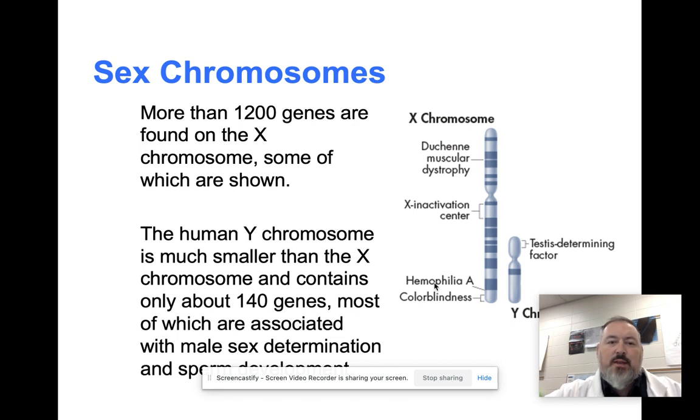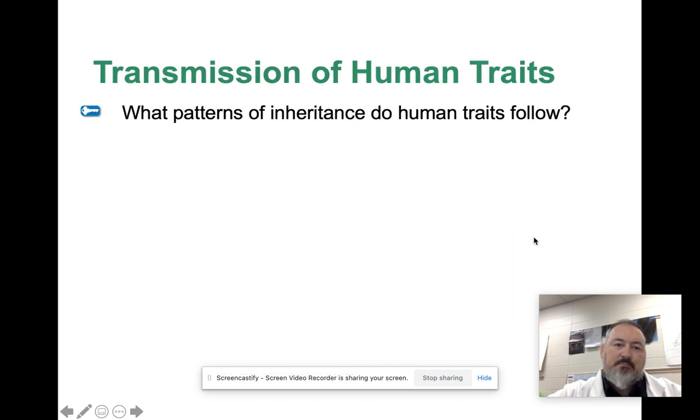Now, sex chromosomes: there are more than 1,200 genes found on the X chromosome, some of which are shown. You can see Duchenne muscular dystrophy, the X inactivation center, hemophilia A, and color blindness. All of these are things that you find on the X chromosome. The human Y chromosome is much smaller than the X chromosome, and it contains only about 140 different genes. Most are associated with sex determination and sperm development. And so, this sex determining factor, the testis determining factor, is something that essentially causes gender to be separate between male and female.